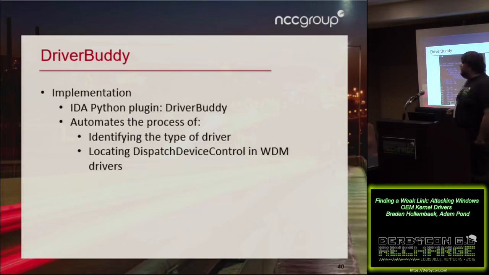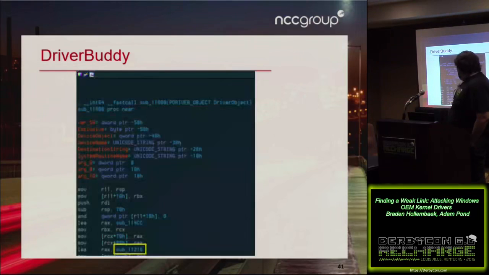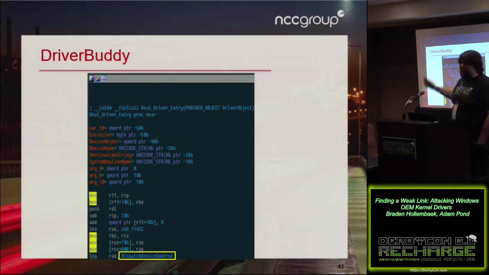And so here's a demo of it doing its thing. This is a subroutine, not that important, but the highlighted region is the unidentified IOCTL handler. So we run Driver Buddy, and it just identifies it. It's as simple as that. There's not really much to that particular thing. It tells you where it's at, and you can go right to analyzing.